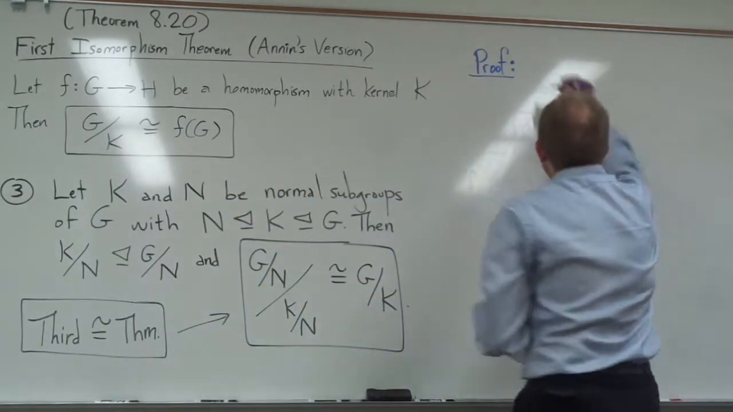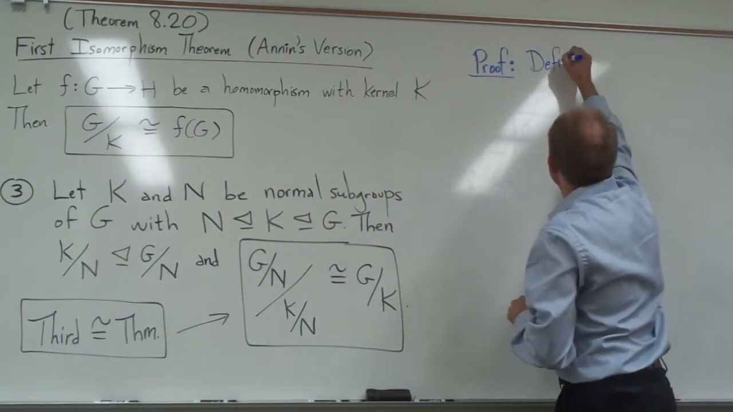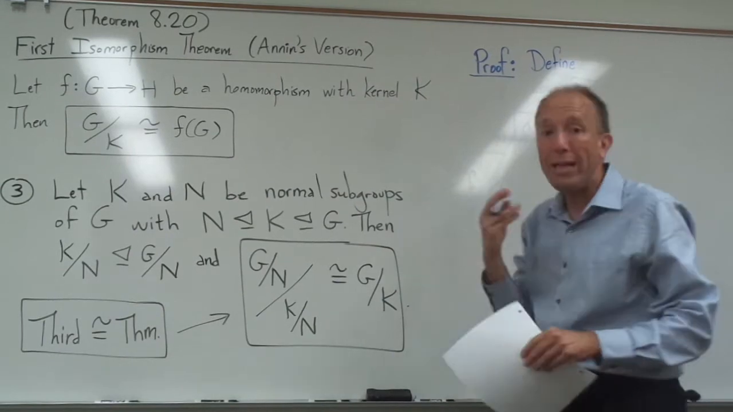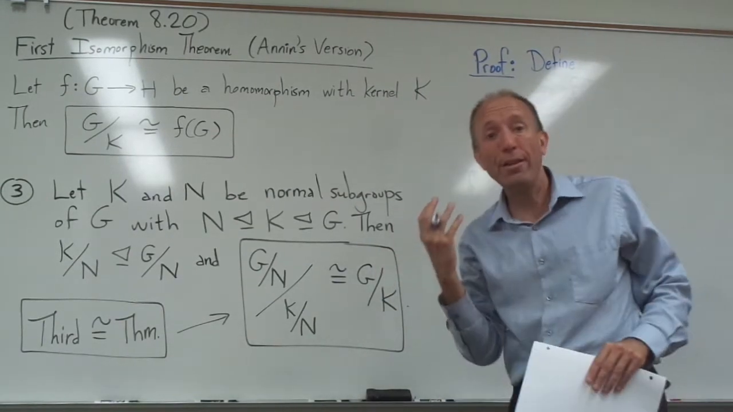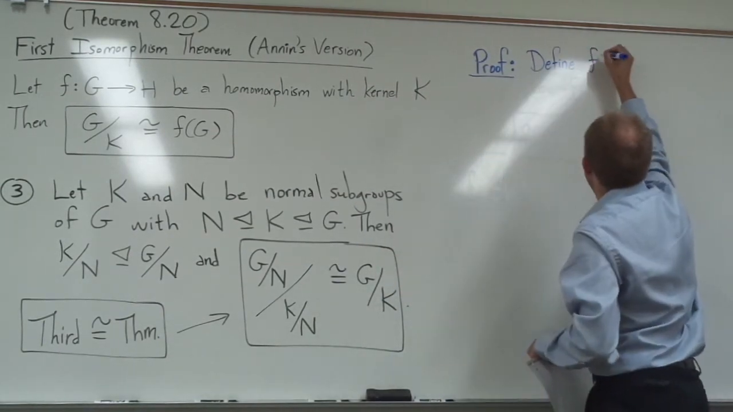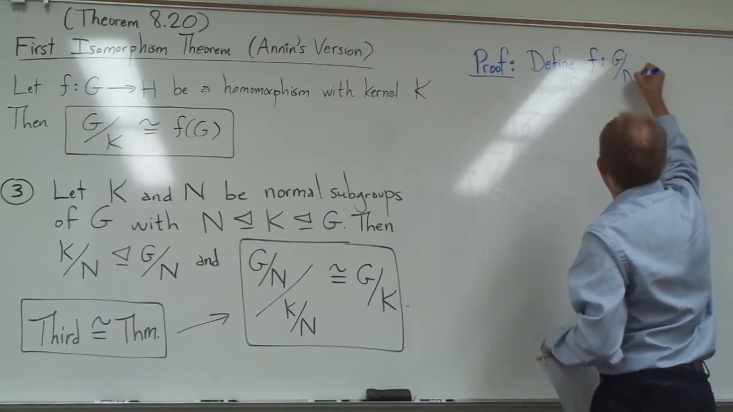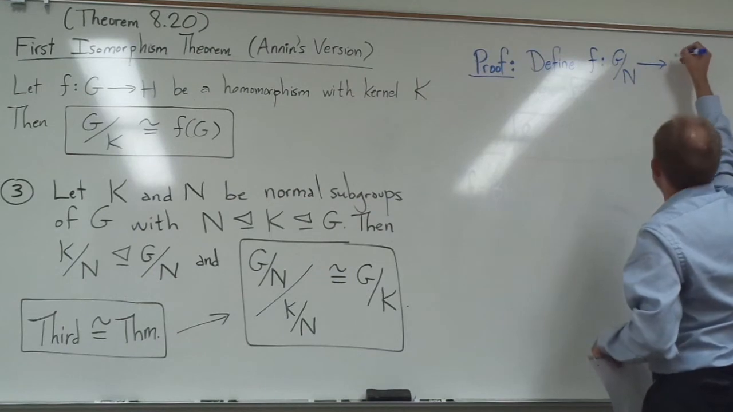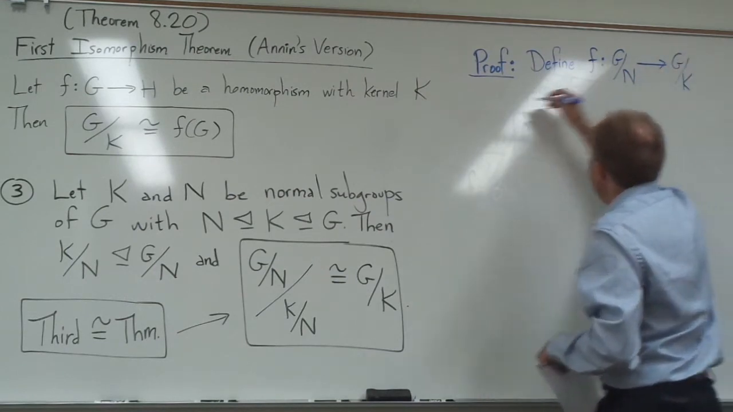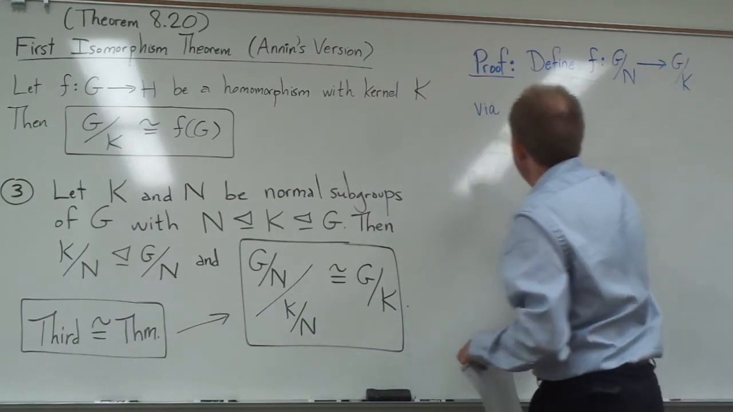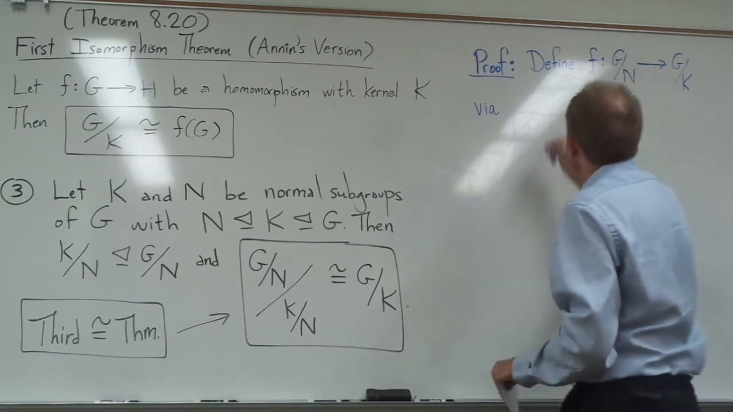So the whole trick with using the first isomorphism theorem is that we have to actually define the function. So I'm going to define a function that goes from G mod N over to G mod K via, well, I have to do what?